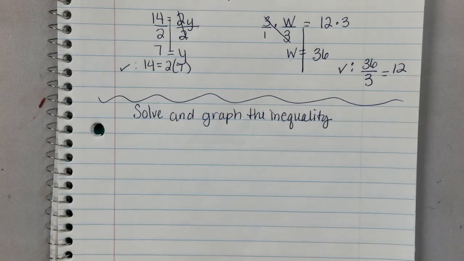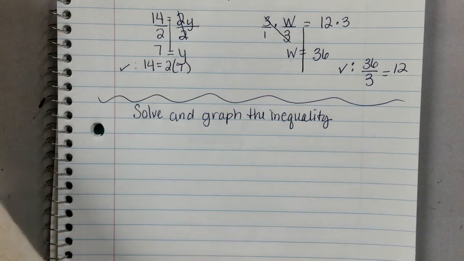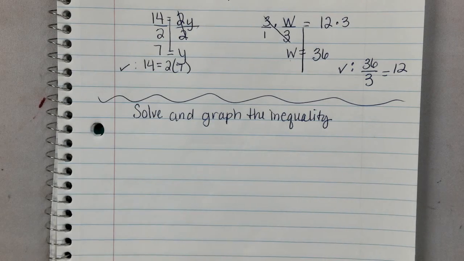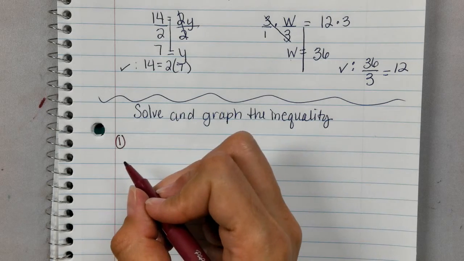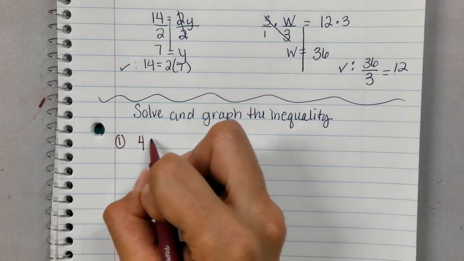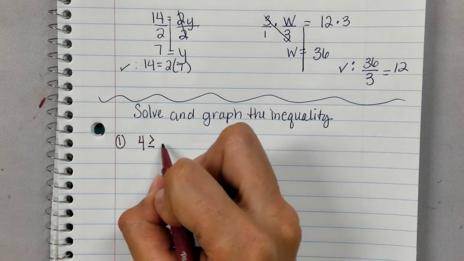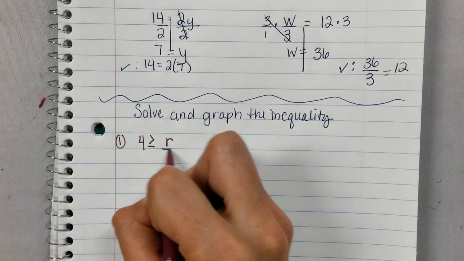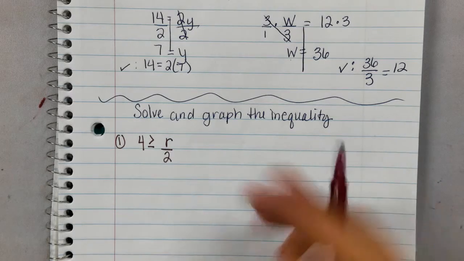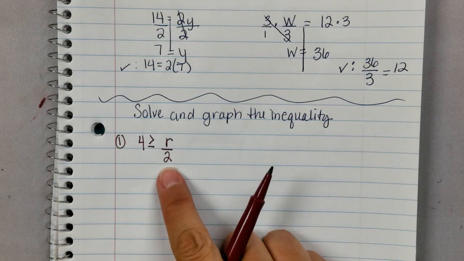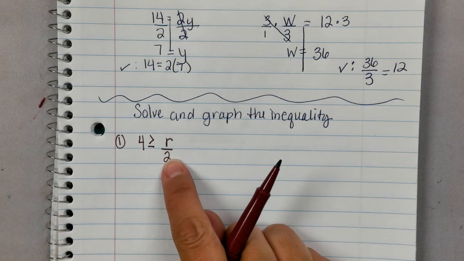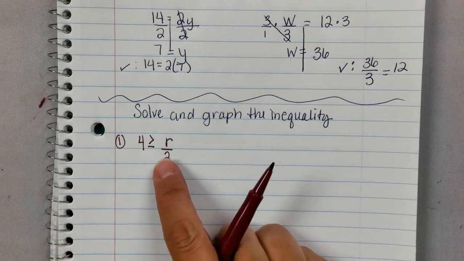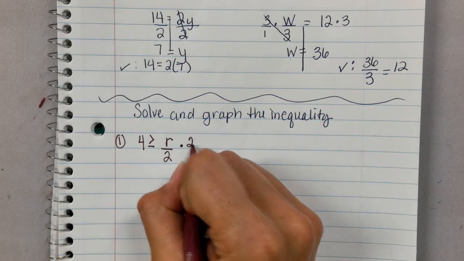Okay, solve and graph the inequality. All right, here's your first inequality I want you to do. Let's do 4 is greater than or equal to r divided by 2. There is division going on here. So remember, you're going to use the inverse or the opposite of whatever's happening to the variable. It's being divided, so we're going to go ahead and multiply both sides by that 2 right there.